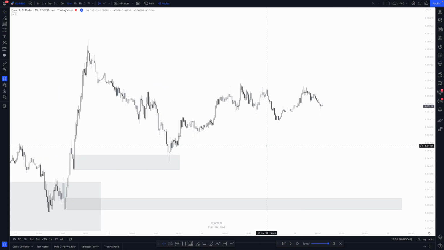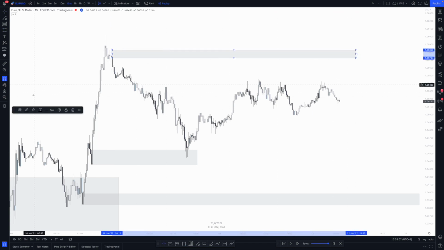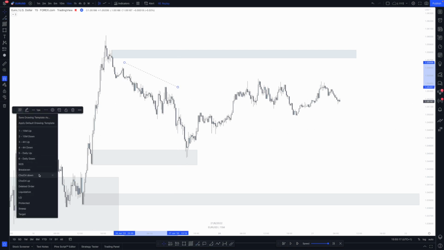But for me, as you can see, what I was thinking at this moment in time is we've got this 15 minute unmitigated supply zone right here at the top. And as you can see in a moment, what I'll show you, what I was thinking. So we've got a supply zone, it's unmitigated on the 15 minute. And for me, there is a ton of liquidity to be taken before we tap into the supply zone.